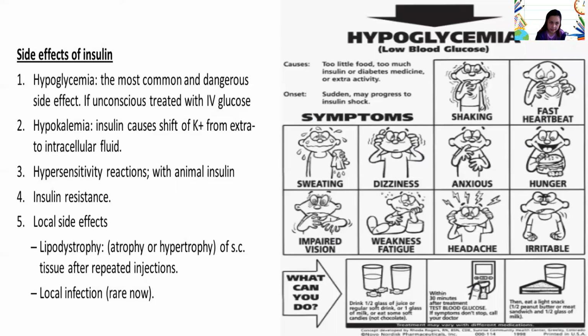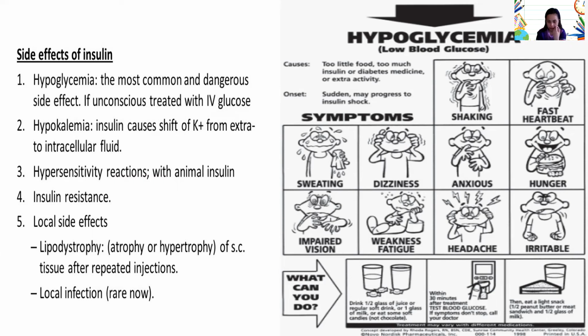So we have different side effects of insulin. Number one is hypoglycemia. If you fail to check the sugar of the patient and you don't know that the sugar is low, and then suddenly you give insulin, so ano mangyayari? Babagsak lalo ang sugar. So pwede siya magkaroon ng hypoglycemia. So anong makikita mo sa patient na hypoglycemia? Nanginginig, fast heartbeat, nagpapawis, nahihilo, anxious, nagugutom, impaired vision, weakness and fatigue, headache, and irritable.